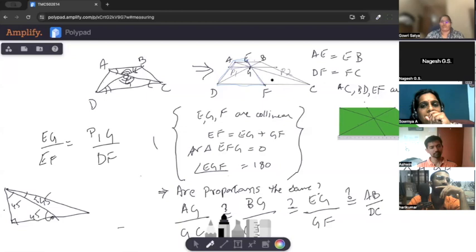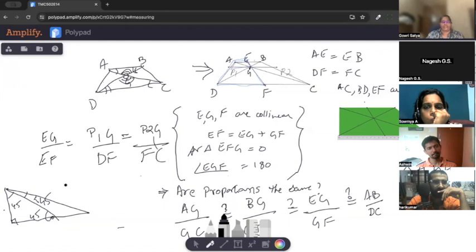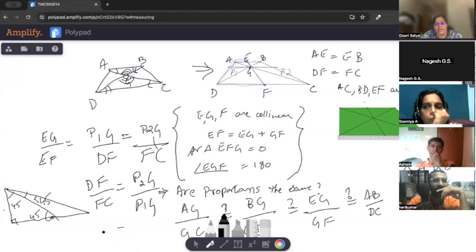The same thing would hold on the other side, right? Yes. Which is also equal to P2G by FC. So DF by FC is equal to P2G by P1G. This we know to be in the ratio; they're equal, so that's one. So these will also be equal. Nice. So it's the midpoint, and hence it will be on here.